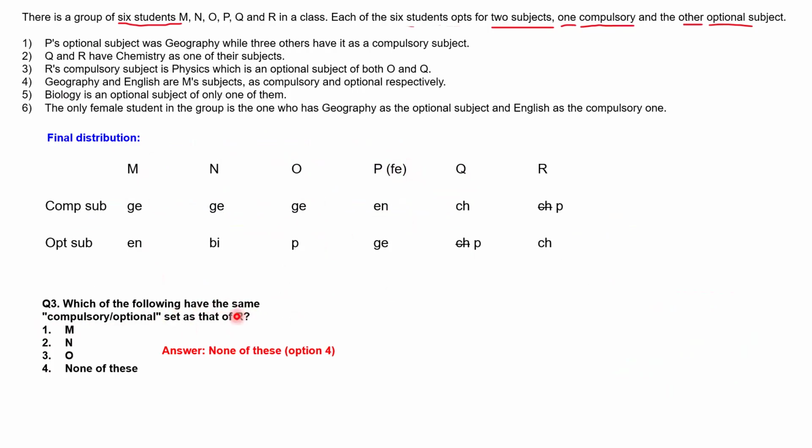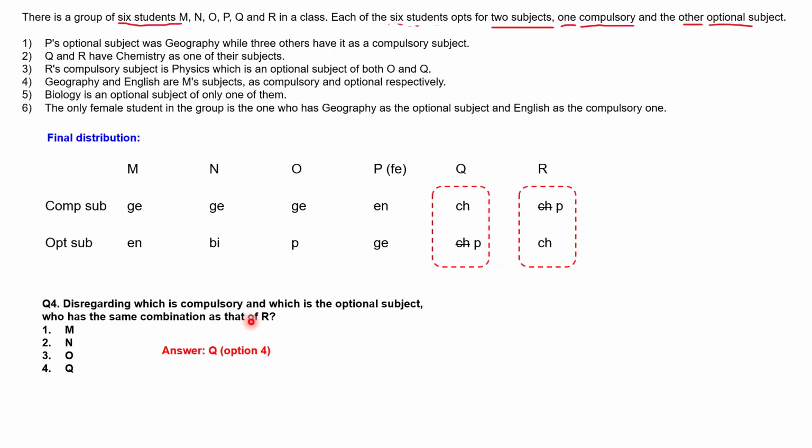Which of the following have the same compulsory or optional set as that of R? For R, physics and chemistry are the subjects. If we observe, only for Q, that set of subjects is there, but in the given set of options, Q is not present. So the correct option is none of these.